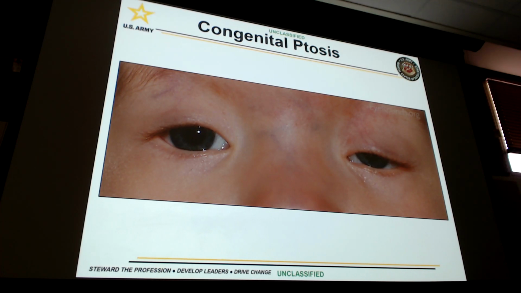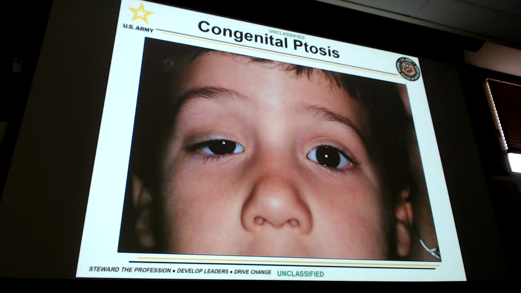Yes, and what's the condition we're trying to prevent? Amblyopia, yes, good. That would be an example of something that could cause deprivation amblyopia. Very good. Okay, another congenital ptosis here.